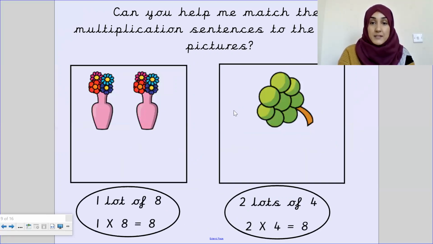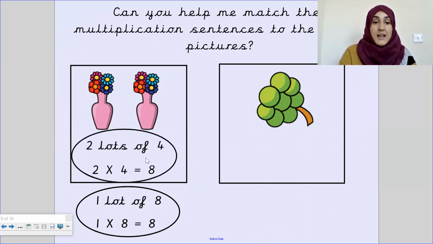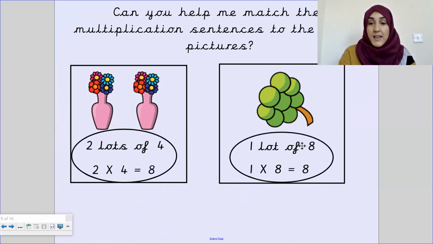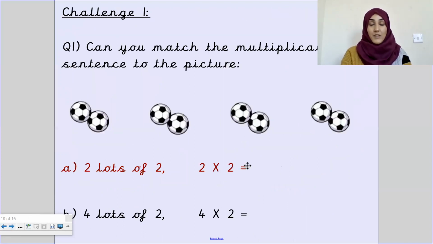Now, have a go at this example, just verbally. Don't write it down, but can you tell me which multiplication sentence matches with which picture? Go, go, go. Well done. This one is 2 lots of 4 equals 8. And this one is 1 lot of 8 equals 8. Fantastic, Morris. Well done. Okay, we're moving on to your part, your turn within our lesson.